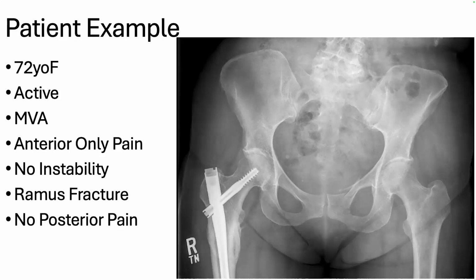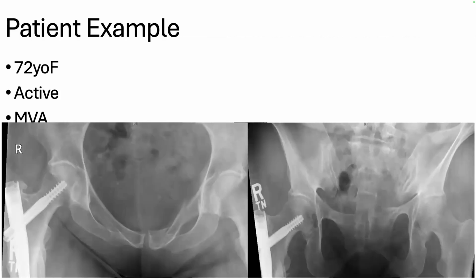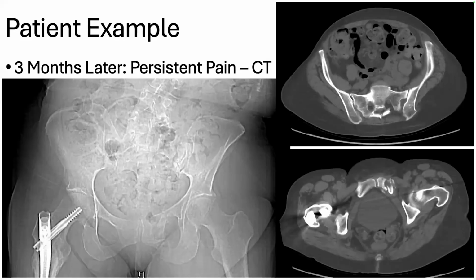She and her husband are active cyclists. They bike and hike all over the place. She's having some trouble with that now. And then she was treated without surgery. Here's her inlet and outlet imaging. 3 months later, she's really starting to hurt worse. She's starting to try to do more, but she's hurting worse.